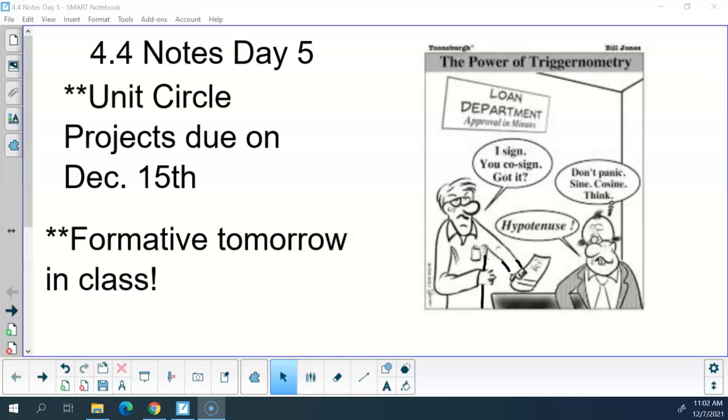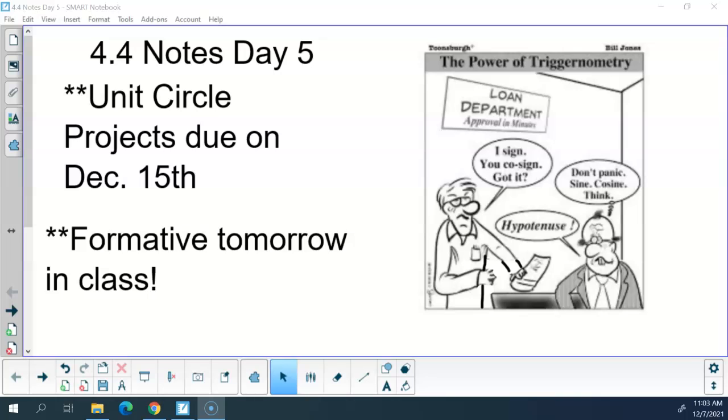All right. So, a couple of things today. First off, unit circle projects are due next week, Wednesday. So 8 days from today is unit circle. That same day will also be your test that will cover graphing sines and cosines, and curve fitting. Tomorrow, you're going to have a formative just on the graphing part.